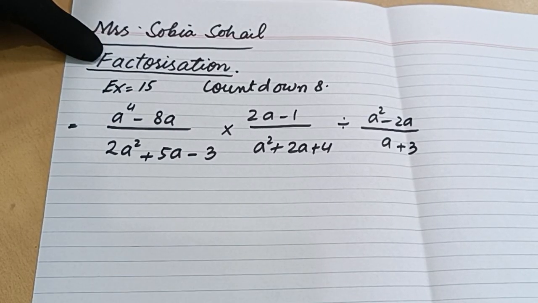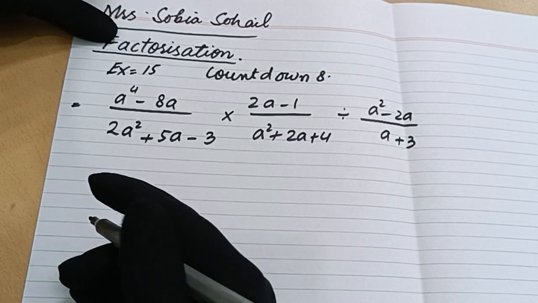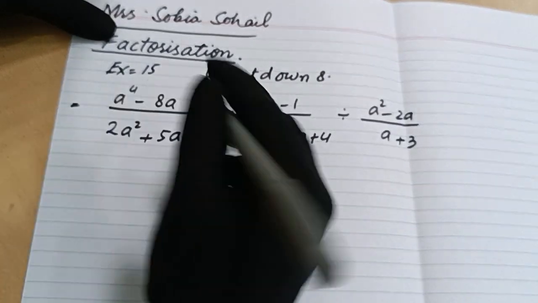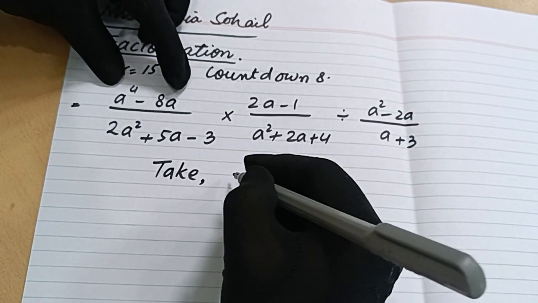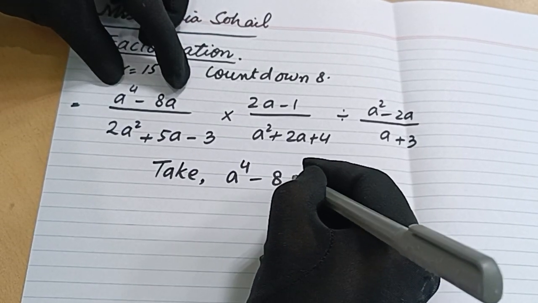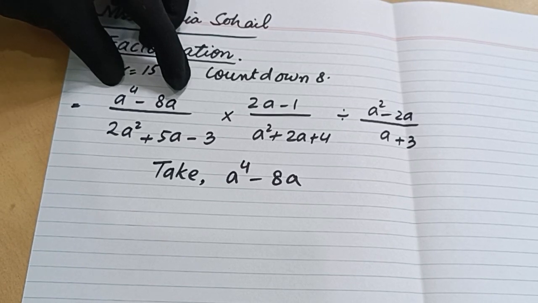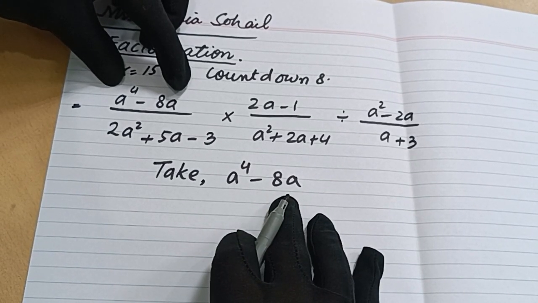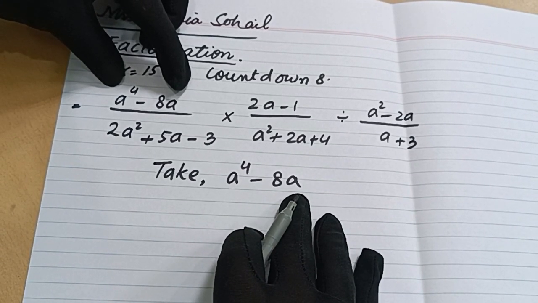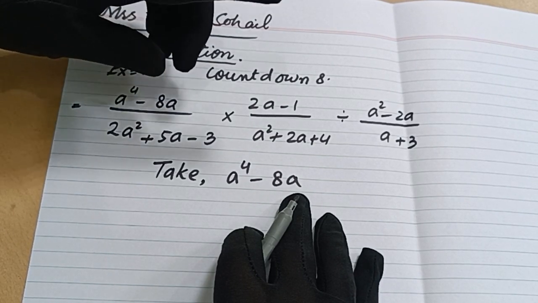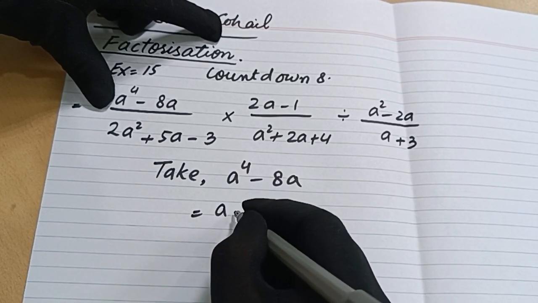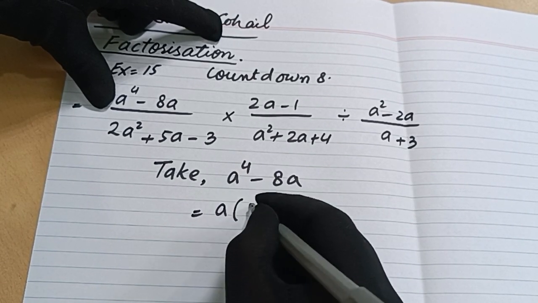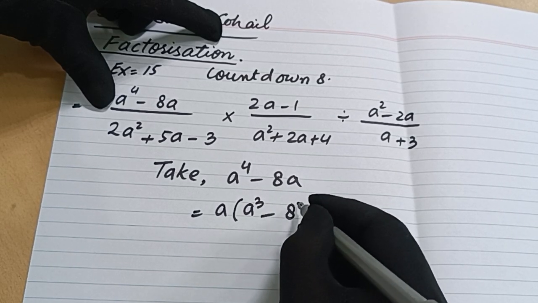For this one, I suggest we take separate parts. Take the first expression, a⁴ − 8a, and factorize it. Whenever we look at this expression, what method can we adopt? First rule is common, so take the common a. Then here a³ is left and here 8.